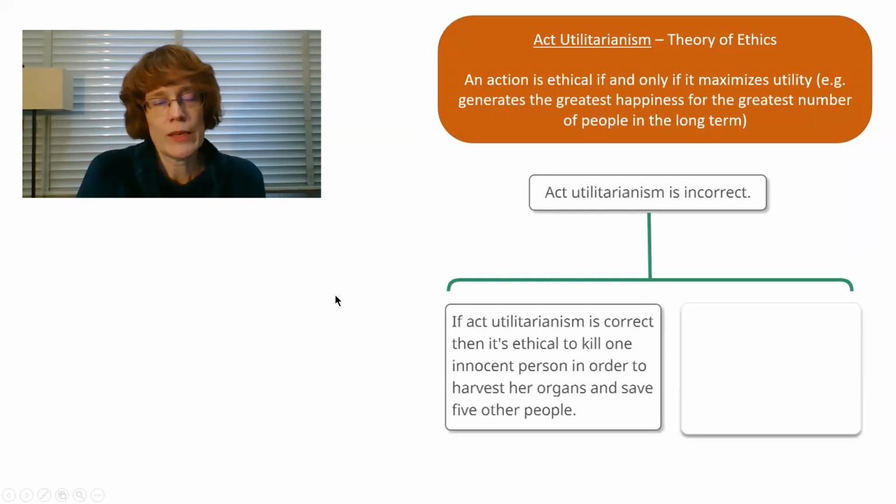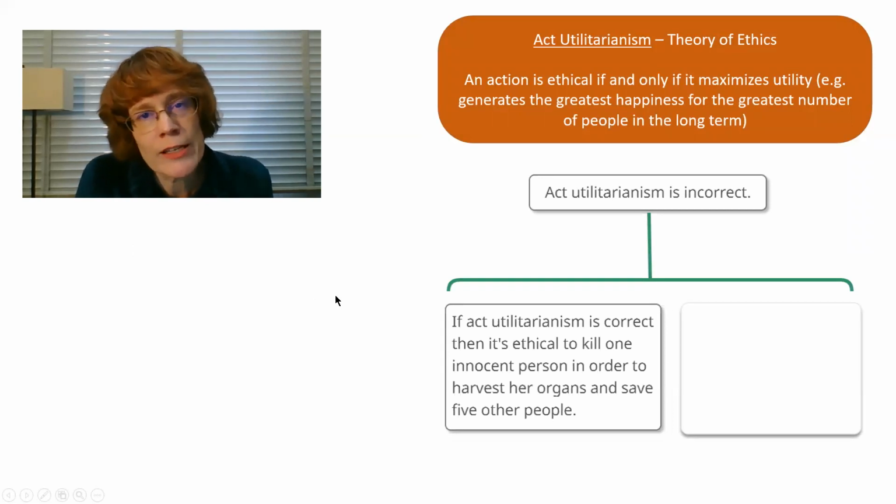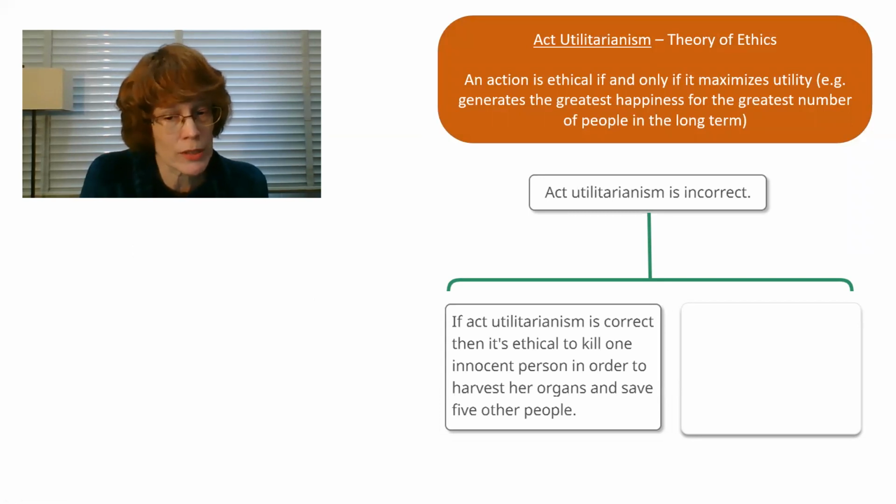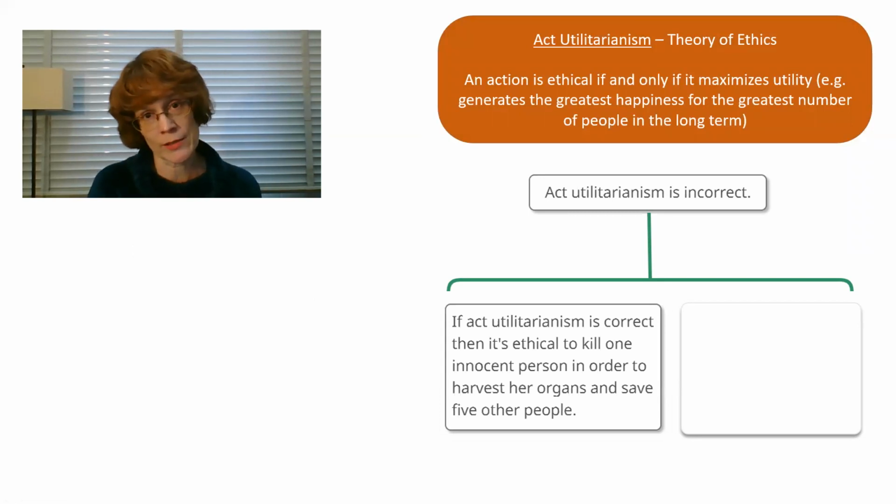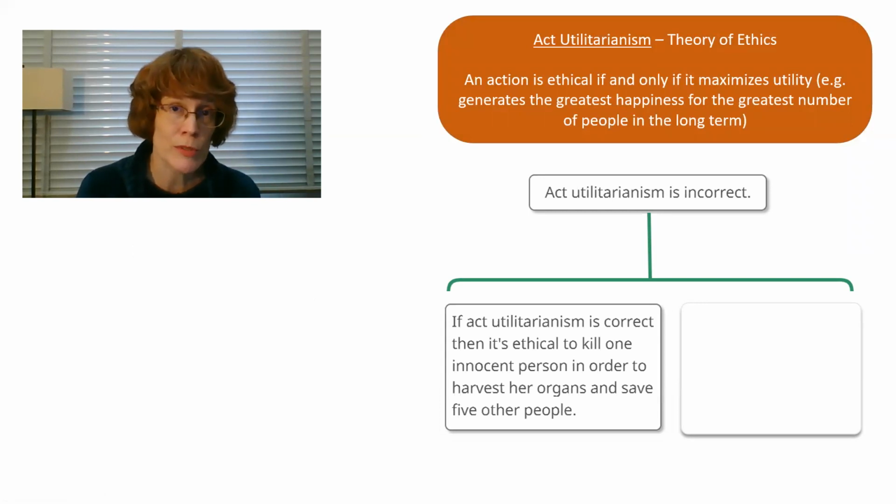So here is an argument against act utilitarianism. The first claim is, if act utilitarianism is correct, then it's ethical to kill one innocent person in order to harvest her organs and save 5 other people. Or at least that could, under some circumstances, be ethical. And do you see why?